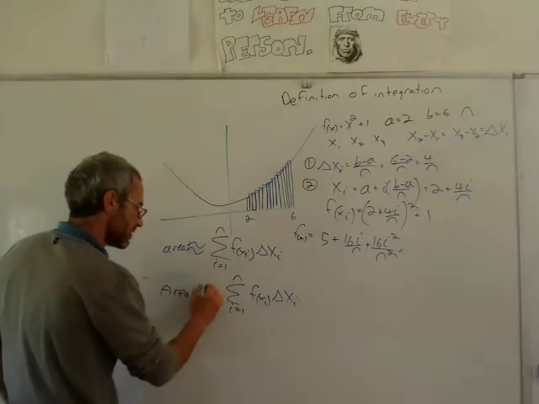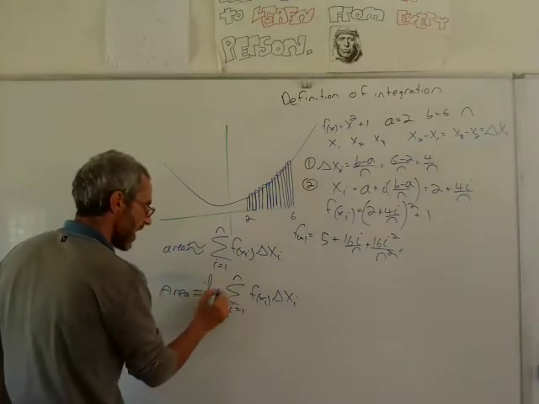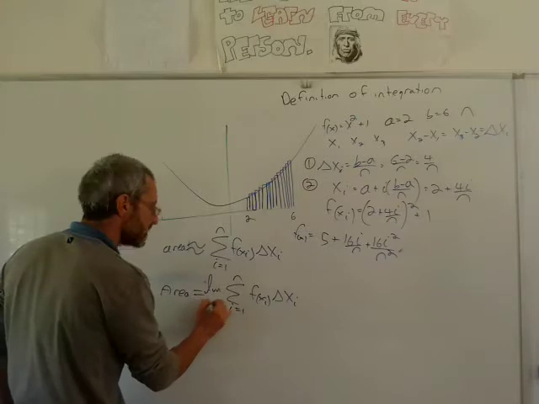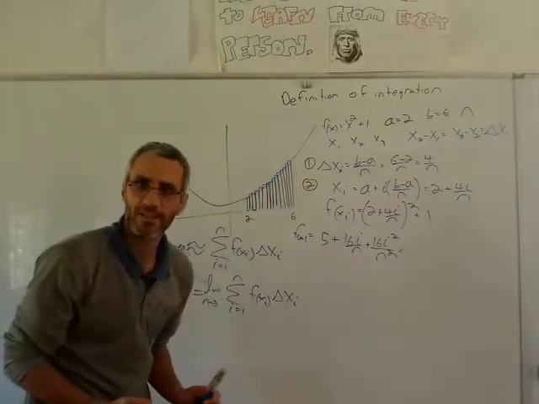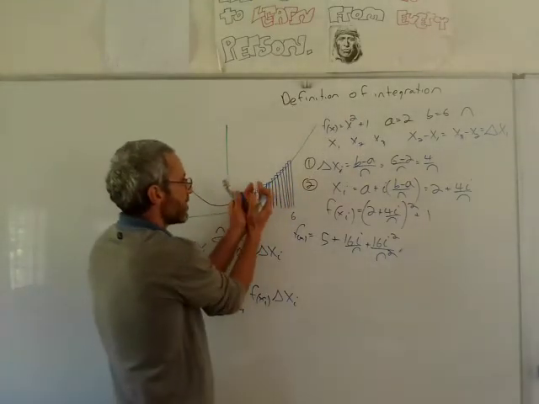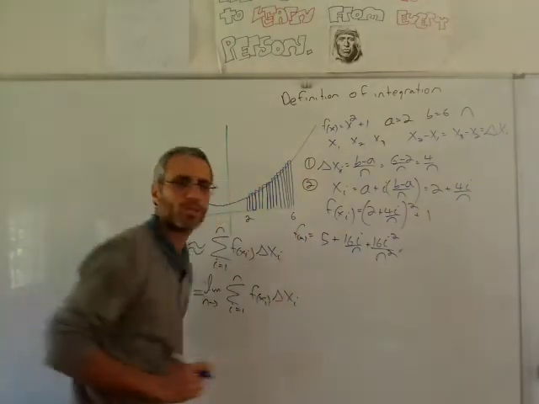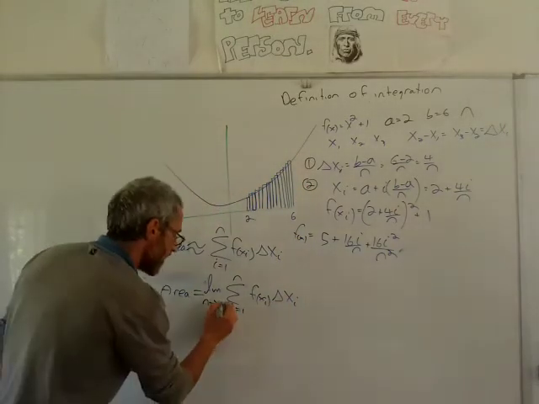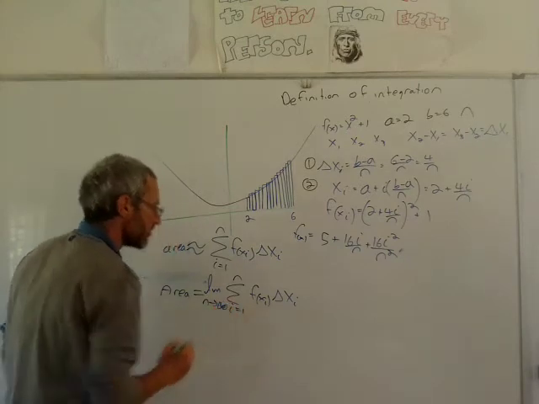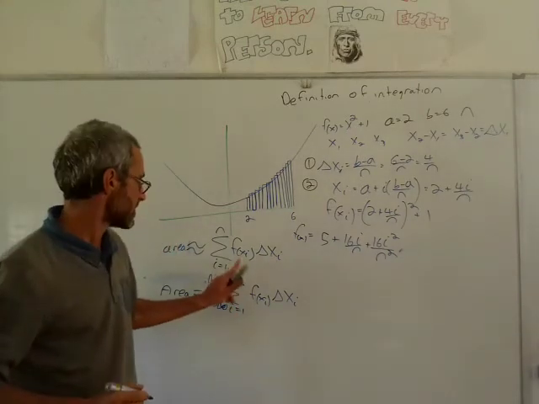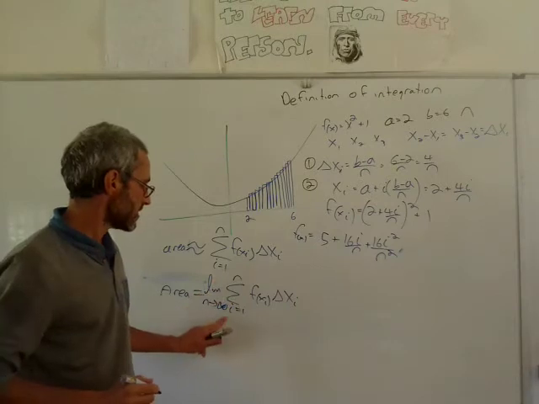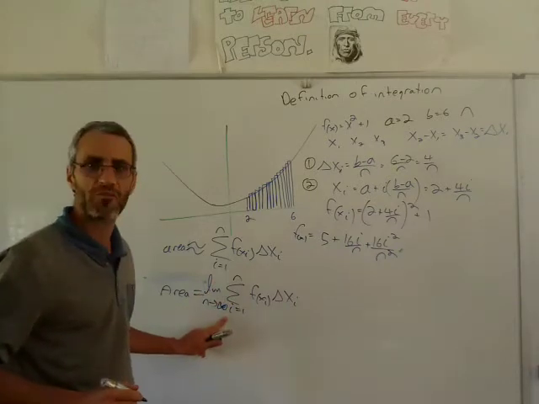What do I need the limit of n to be? The more blocks I have, the more accurate it's going to be, right? If I make more and more blocks, the area will be very similar to the one under the graph. So in other words, n needs to go to infinity. I need to take this Riemann sum in the limit where n goes to infinity.